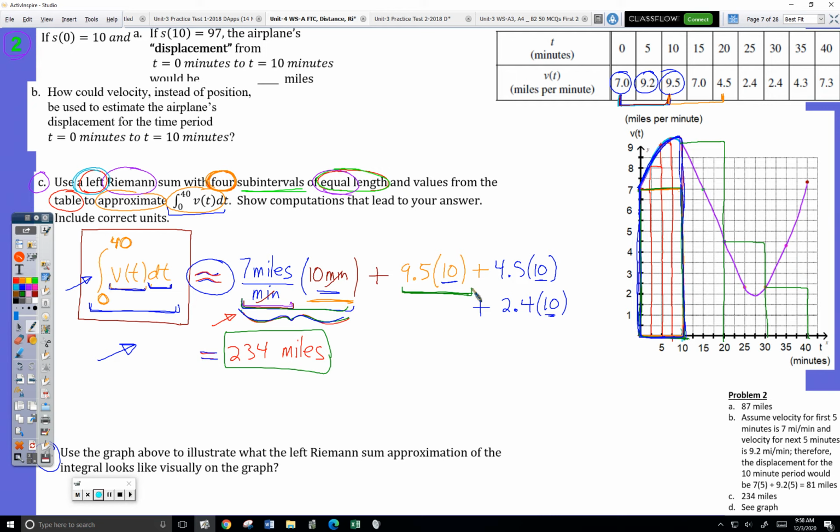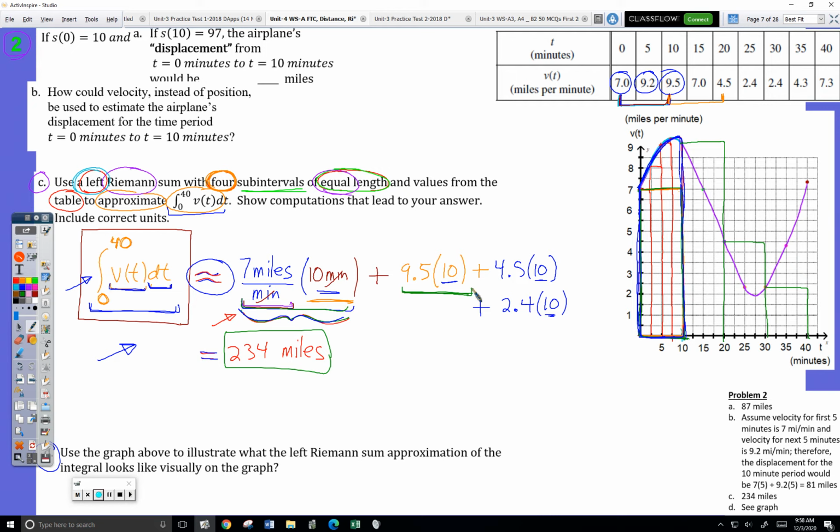So what does the 234 mean? The displacement. For what time period? 0 to 40. Perfect. Does that make sense? Does that answer your question? Perfect. The 234 is the displacement for the entire 40 minutes. It's an estimate, but that's what it means. Good work.